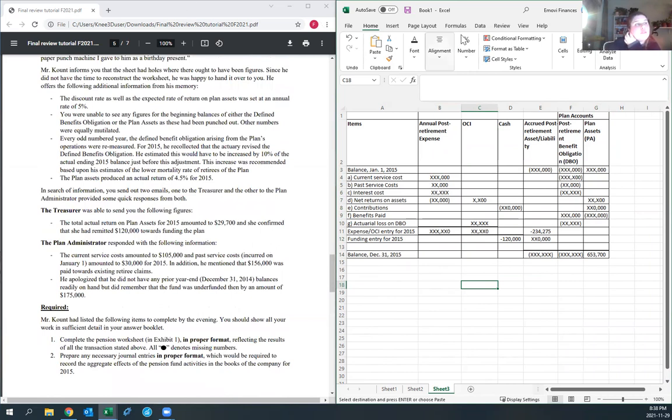So what you want to look at first is, okay, well, the numbers here, can I fill anything out with the information that's given? You know that for your funding entry here, it was 120,000. So that means that your cash here was 120,000. And you already know that because the treasurer said that she remitted $120,000 towards funding the plan. So you know that they paid cash 120,000 during the year. So you can put down your contribution amount, and that means that it increases your plan assets by the same amount.